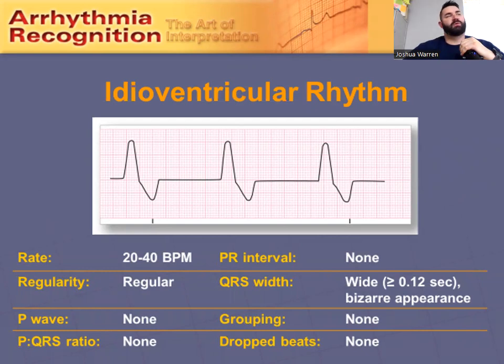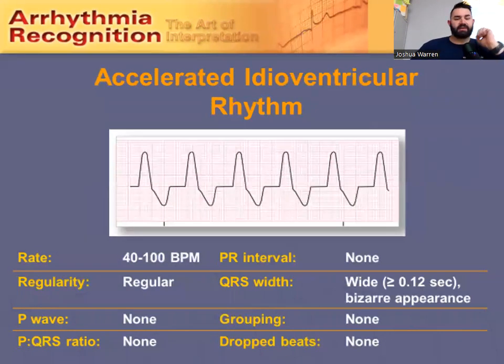Now, what happens now? We talked about idioventricular rhythm or ventricular escape. That runs 20 to 40 beats a minute, right? Now, what about 40 to 100? When it hits over 40 miles an hour, it is now an accelerated idioventricular rhythm. Between 40 and 100, we have accelerated. Now, what do we still see? It's regular. There's no P's, no PR interval. It's big, wide, juicy, greater than 3 blocks wide. But it runs at 40 to 100 miles an hour.